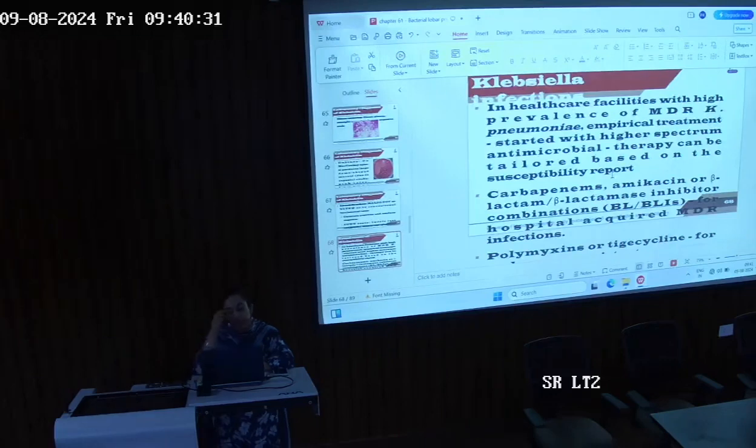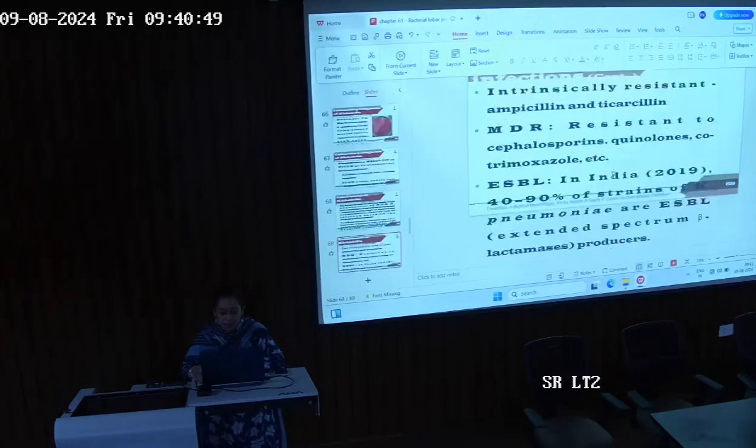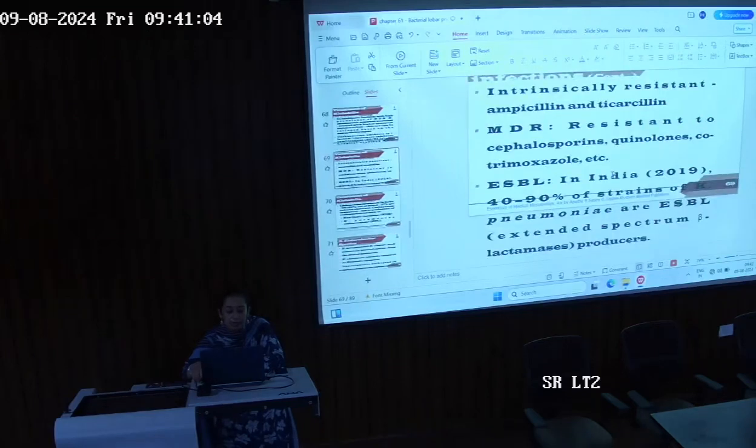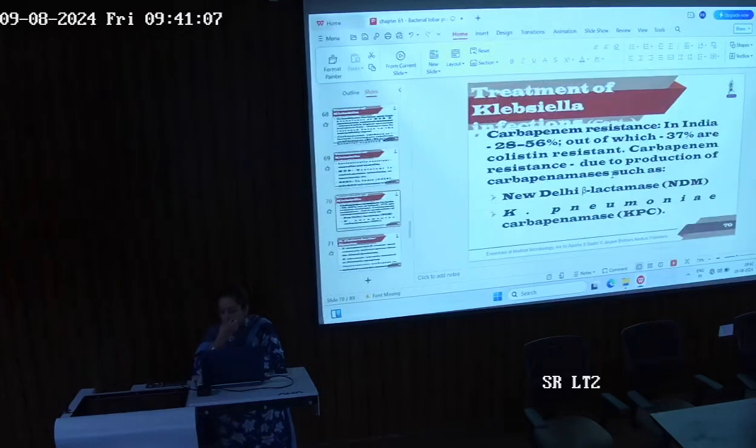These MDR Klebsiella pneumoniae infections are started with treatment with higher spectrum antimicrobial therapy. Carbapenems, amikacin or beta-lactams are used, and polymyxins or tigecycline are also used. It is intrinsically resistant to ampicillin and ticarcillin. Other resistance mechanisms seen for Klebsiella are ESBL production, then carbapenem resistance by production of New Delhi metallo-beta-lactamase, and KPC, Klebsiella pneumoniae carbapenemase.